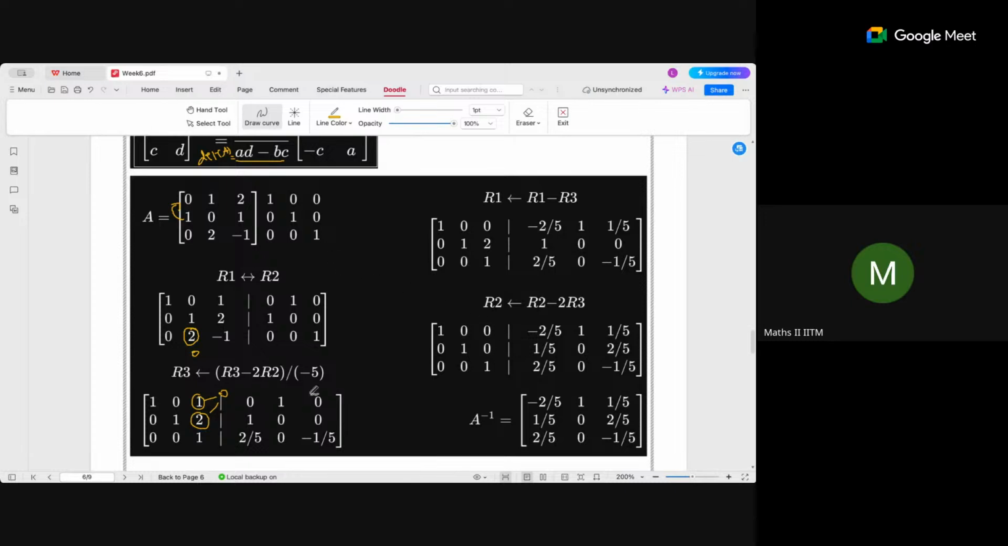We do this process till we get the identity on this side. Now you see that this is your identity. We started with the identity on the right hand side and now the identity is here, and this part is your A inverse. So the process of finding A inverse: is that clear for everyone? How did we compute A inverse using row elimination? Is that clear to you?